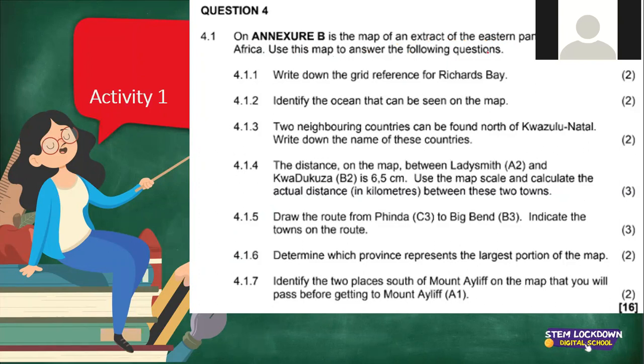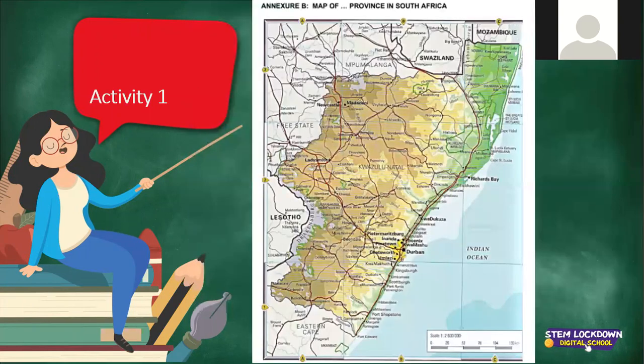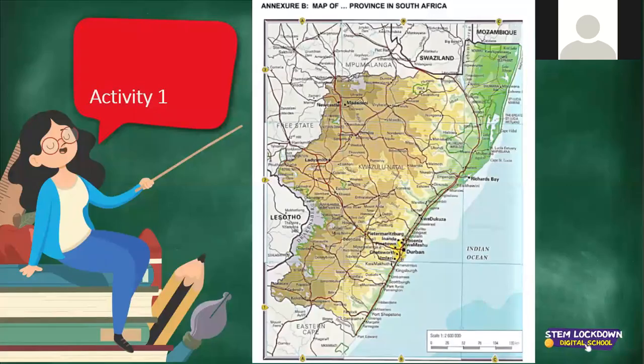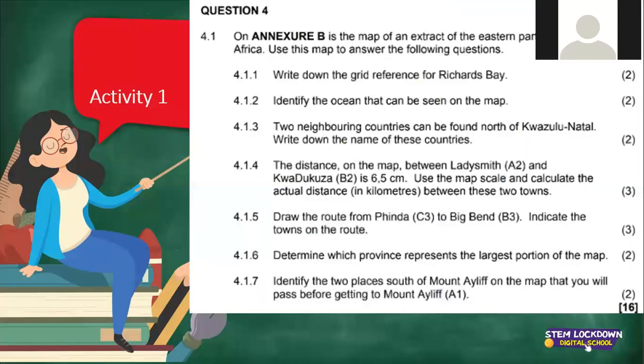Okay, here's my map. Maybe it's not that clear, so I've magnified some portions. If this is too small for you, don't worry, I have magnified a couple of sections that you can see: top, middle, and bottom parts of the map. So we are covered. This is the map that we're looking at for activity 1. Remember, learners, we're doing this activity together. Here's the question. It says, write down the grid reference for Richards Bay.